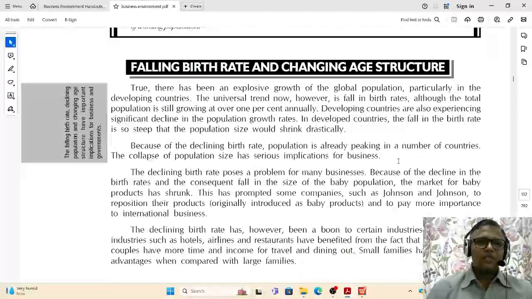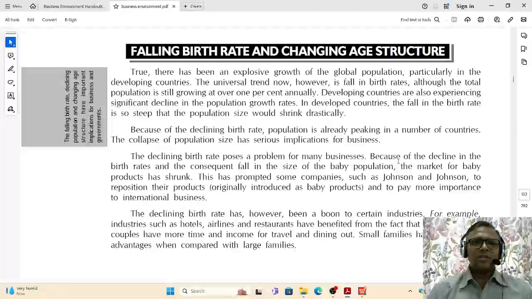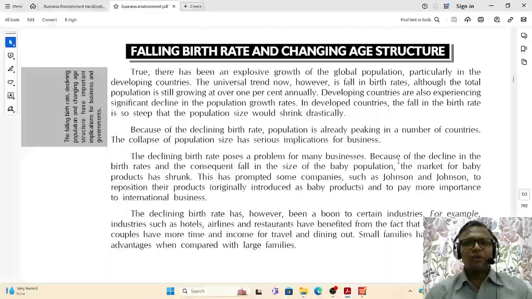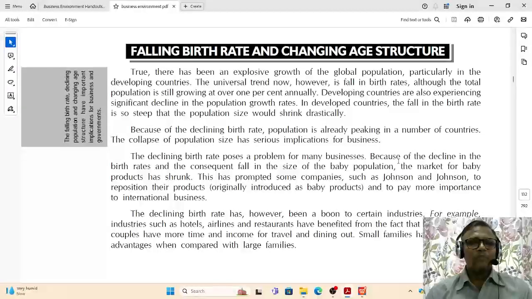Thus, we need to understand the falling birth rates and the changing age structure. True, there has been an explosive growth of the global population, particularly in the developing countries. However, the universal trend now is a fall in birth rates. Although the total population is still growing at over 1% annually, developing countries are also experiencing a significant decline in population growth rates. In developed countries, the fall in the birth rate is so steep that the population size should shrink drastically. Because of the declining birth rate, population is already peaking in a number of countries.